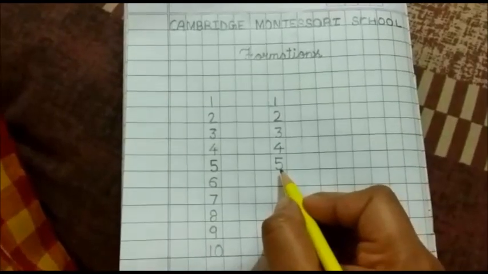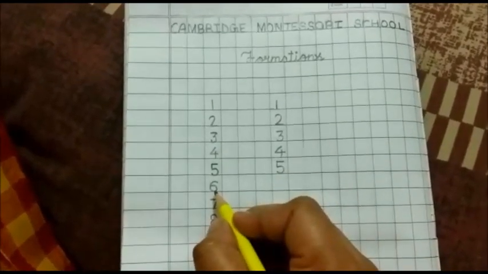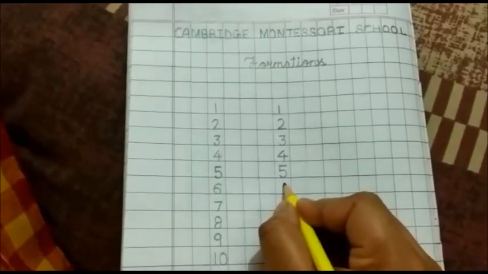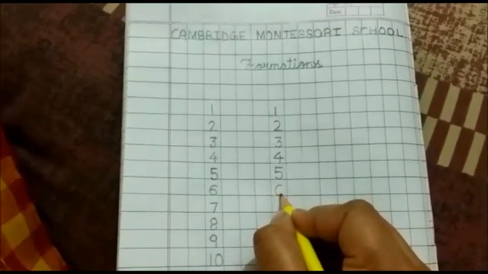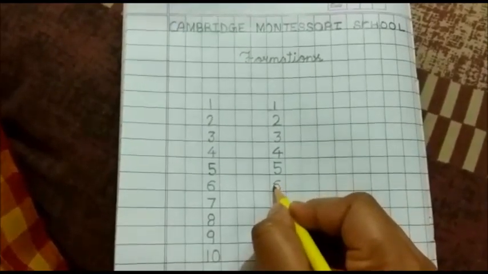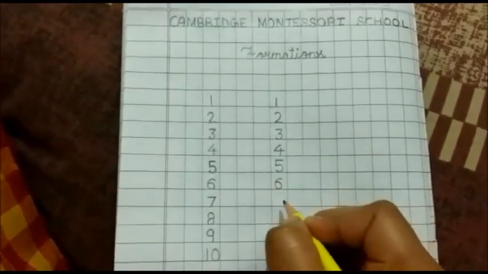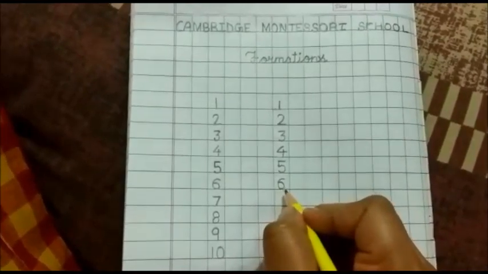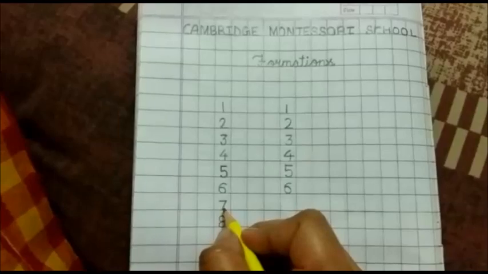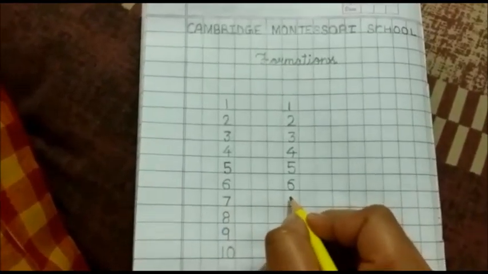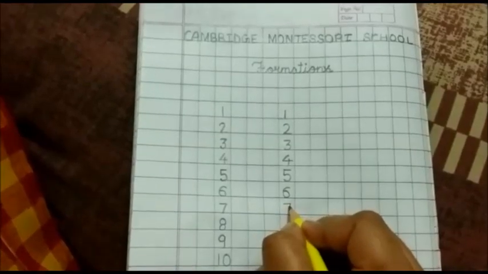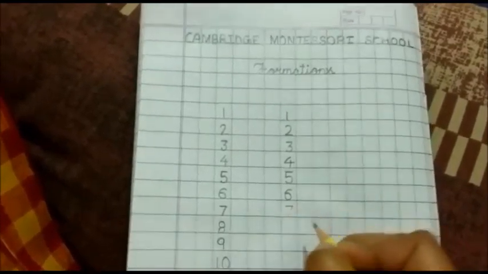And what comes after 5? Yes, 6. We have to make a curve joining another curve. This makes number 6. And what comes after 6? 7. Very good. We need a sleeping line and a slanting line.